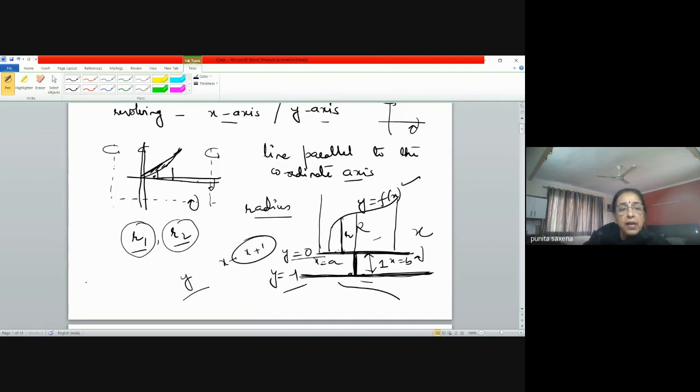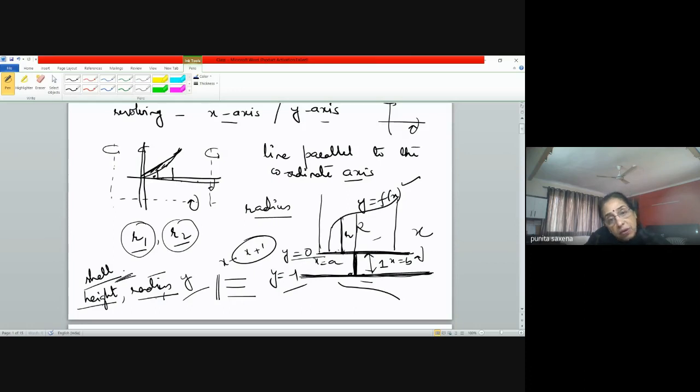The same logic will be applied in the shell method, because in the shell method we need two things. We need the height and we need the radius. Height is being governed by the functions. There are two things, height and radius, because they move in different directions. Different directions in the sense that if height is being measured parallel to the x-axis, then radius is being measured perpendicular to the x-axis, and vice versa.